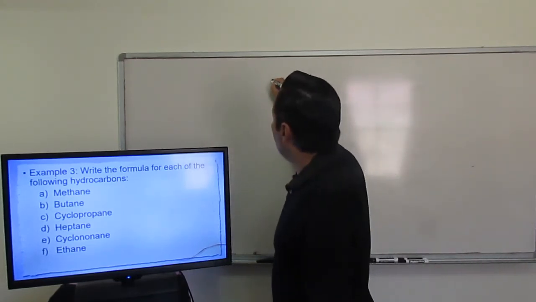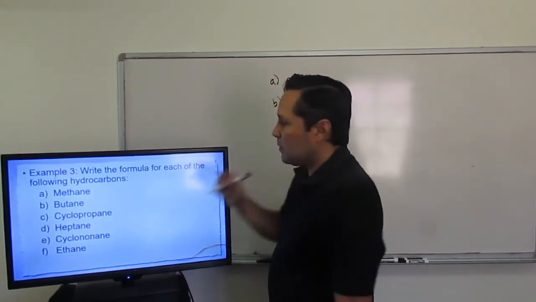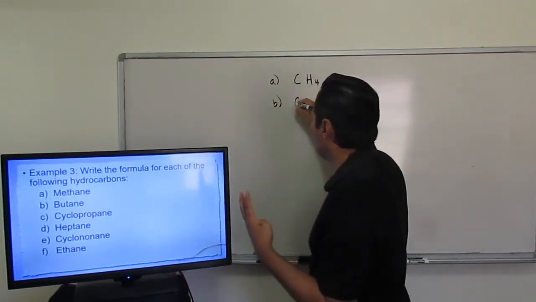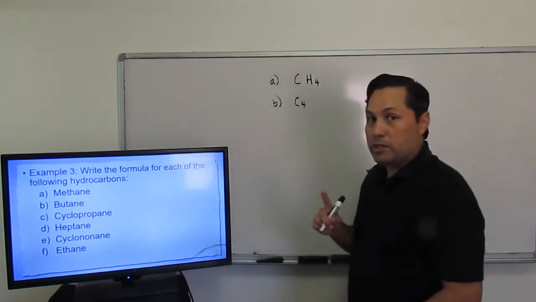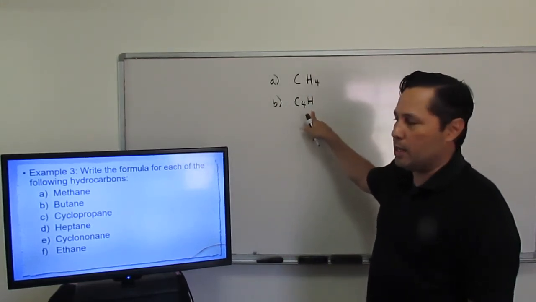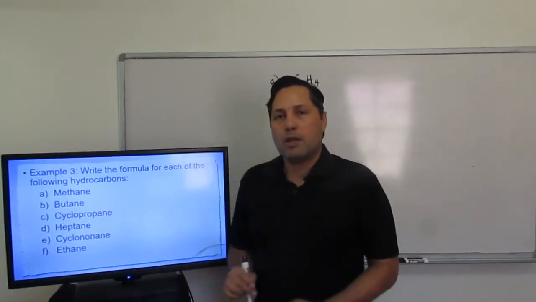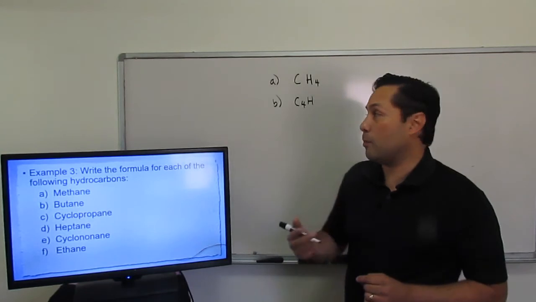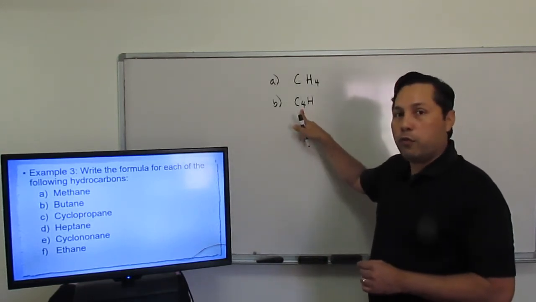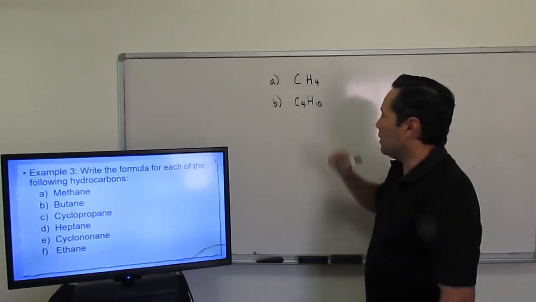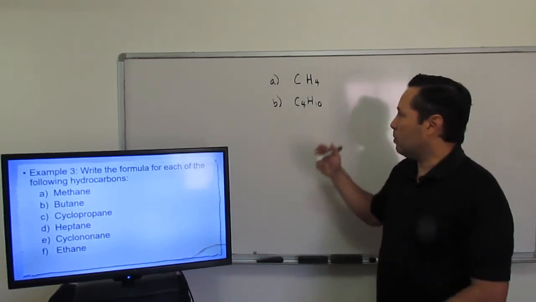Let's move on to letter B. Butane. But means 4, so it's got 4 carbons. That's the first part. How many hydrogens? Again, no cyclo in front of it, so we're going to double the carbons and add 2 more on top of that. Double the 4 gives you 8, add 2 more, that's 10. That's how we figure out letter B.